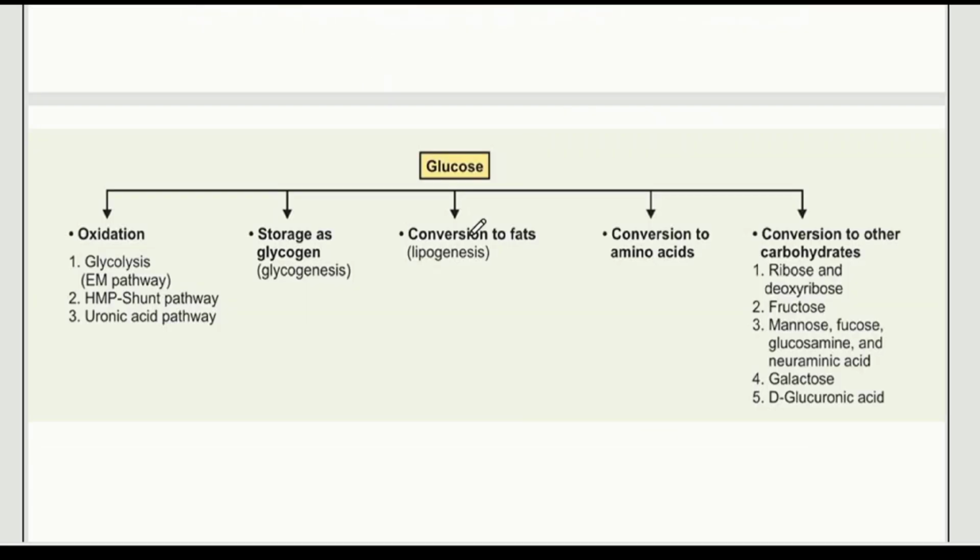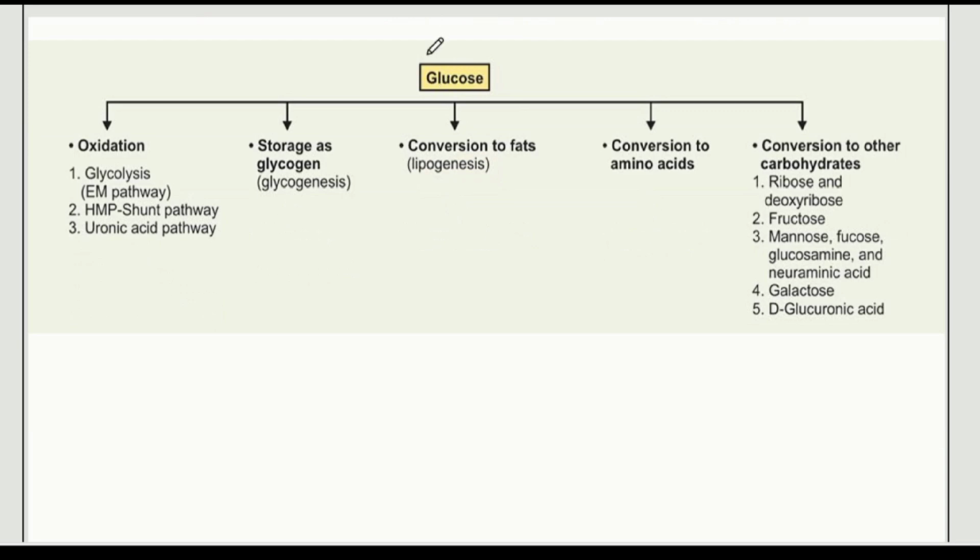If we see here, glucose can be converted into many pathways. If we go to the oxidation pathway of glucose, we can get glycolysis, that is the EMP pathway, the HMP shunt, the uronic acid pathway, and also the TCA cycle. It can be stored as glycogen, a process known as glycogenesis. It can be converted into fats, which is lipogenesis, and it can be converted into amino acids and other carbohydrates also.